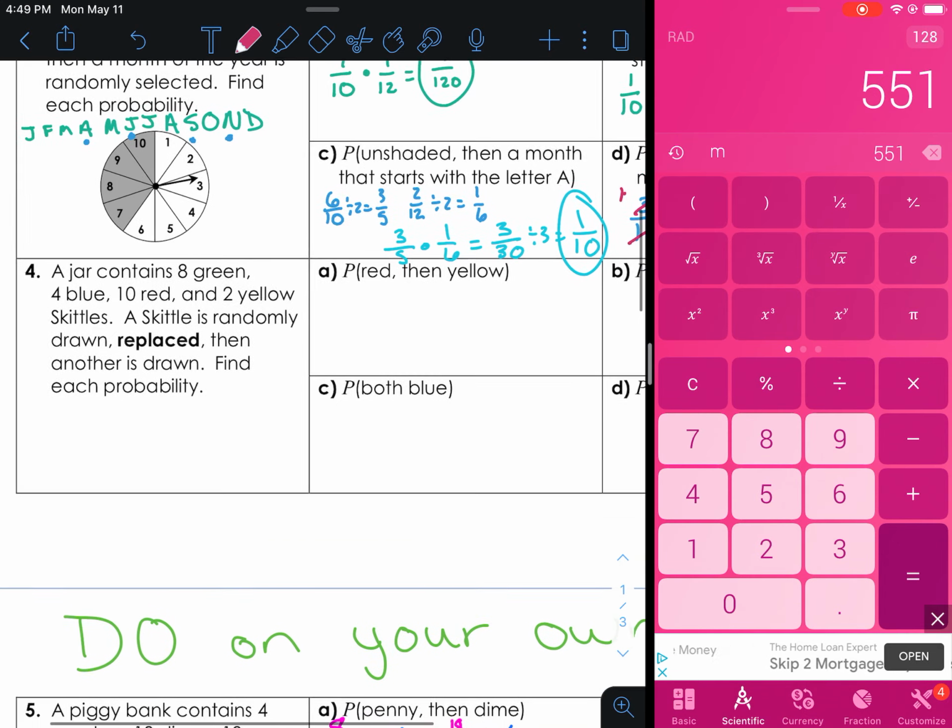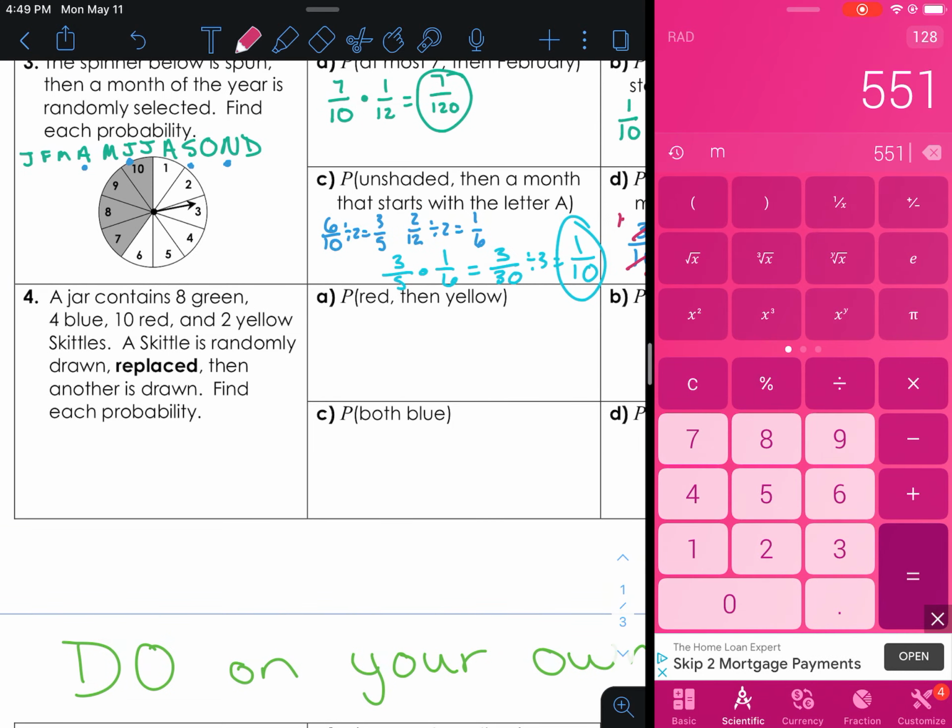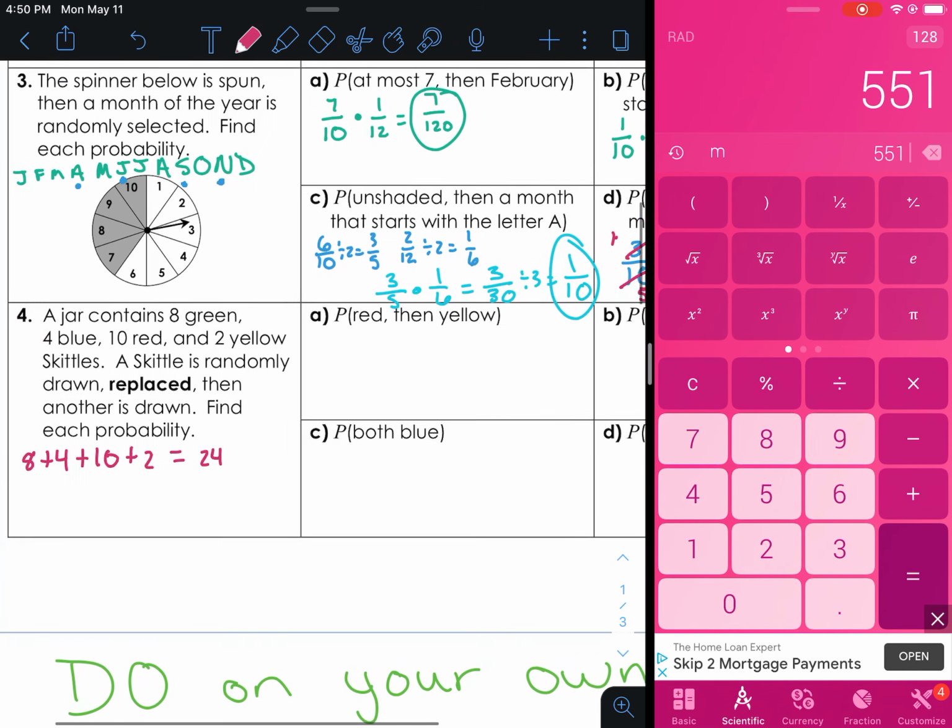Alrighty. So here's my last example that I'm going to do with you. And then I'm going to explain number 5, and then we'll go on. All right. Number 4 says it contains 8 green, 4 blue, 10 red, and 2 yellow. So 8 plus 4 is 12, plus 10 is 22, plus 2 is 24. So we have 24 total.